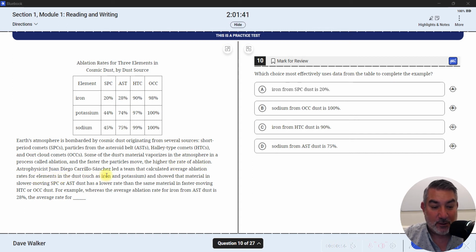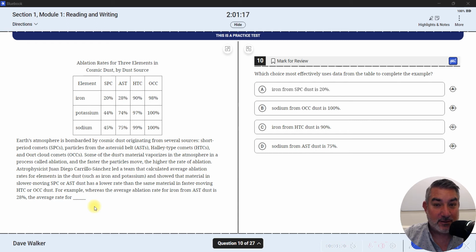Astrophysicist Juan Diego Carrillo Sanchez led a team that calculated average ablation rates for elements in the dust, such as iron and potassium, and showed that material in slower moving SPC or AST dust has a lower ablation rate than the same material in faster moving HTC or OCC dust. For example, whereas the average ablation rate for iron from AST dust is 28%, the average rate for blank.